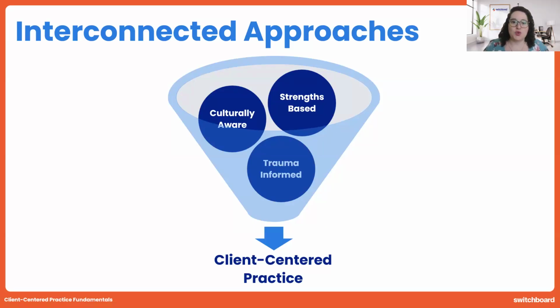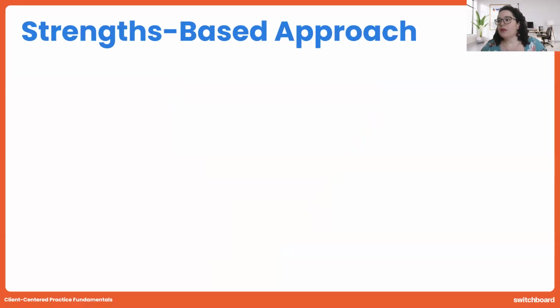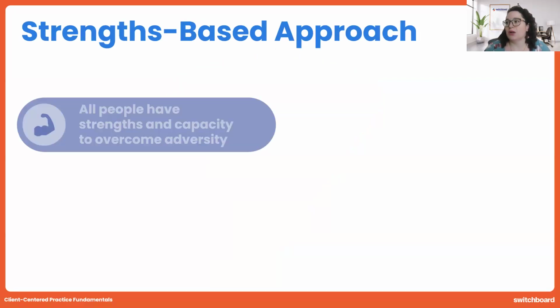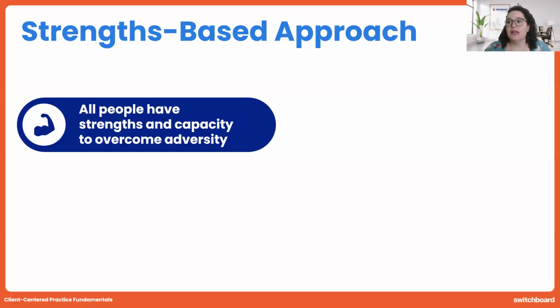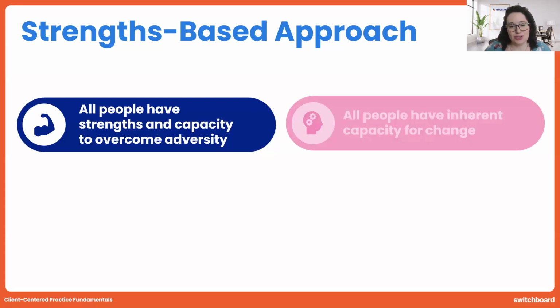So we'll define each one and think about how they complement each other to elevate the client, to elevate their voice, their individuality, their partnership and autonomy, and how they grow and change. So we'll start with a strengths-based approach. This really elevates clients and supports them at their best and to their full potential. It means that all people have strengths and capacity to overcome adversity. Every single person you work with has the strength and capacity. It also elevates that all people have inherent capacity for change. That's kind of highlighting that clients are dynamic.